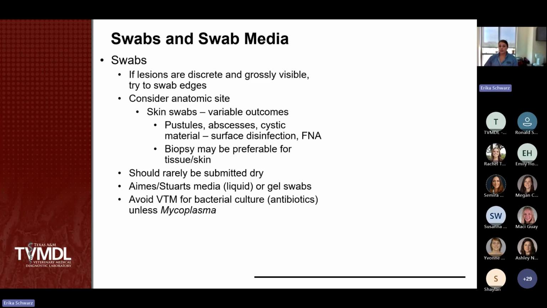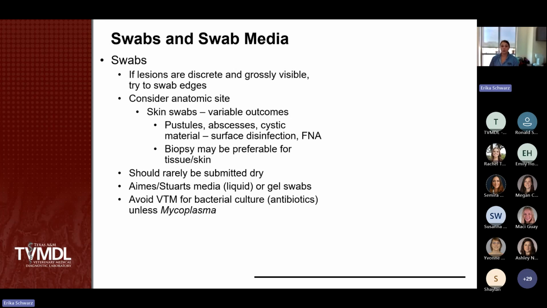Swabs should rarely be submitted dry. One of the few exceptions to this might be for fungal culture. Otherwise, we prefer to see swabs submitted in some sort of transport media. A fluid, liquid Amies or Stuart's media is fine. Gel swabs are fine.